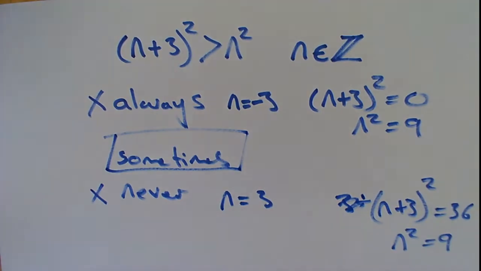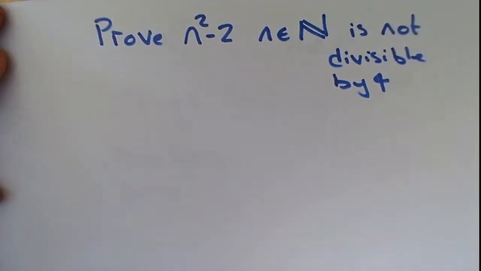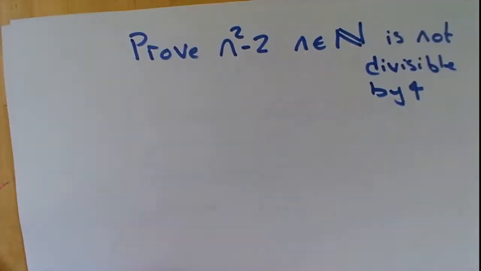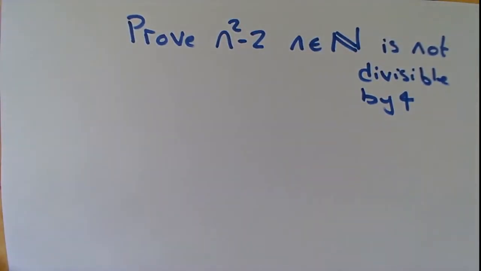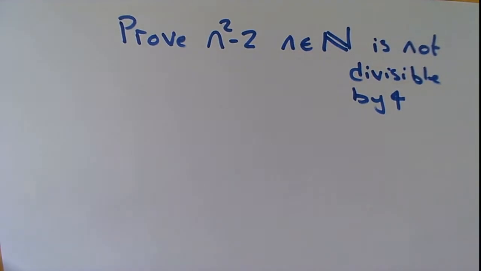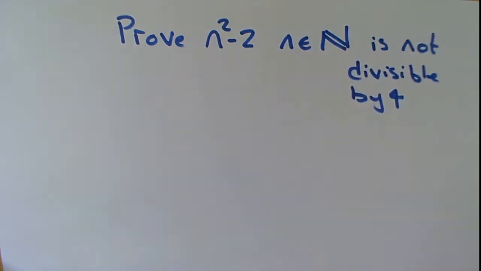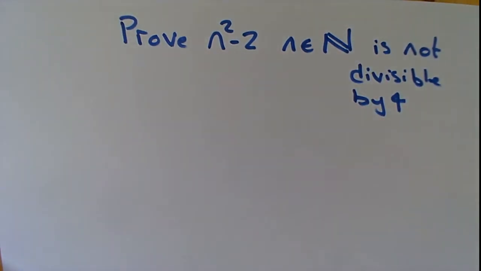The other bit of proof is called proof by cases, sometimes called proof by exhaustion, where you just try everything. We're going to have a look at this one. It says prove that n squared minus 2, where n is an element of the natural numbers, is not divisible by 4. You've done quite a lot of work at GCSE on odd numbers and even numbers, and it builds on that idea. So it's quite a simple thing to do.